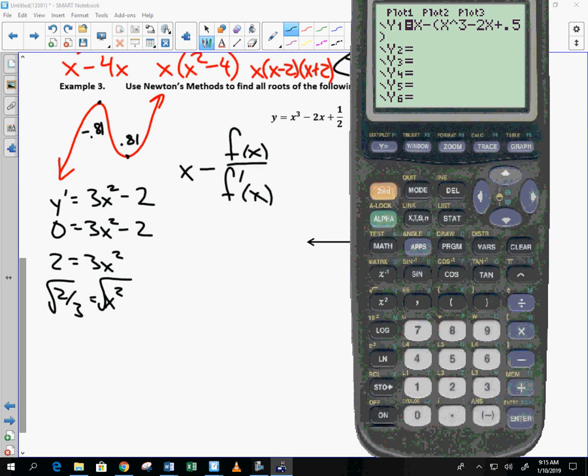So I have x minus the cubic divided by what? What do I divide by? 3x squared minus 2.